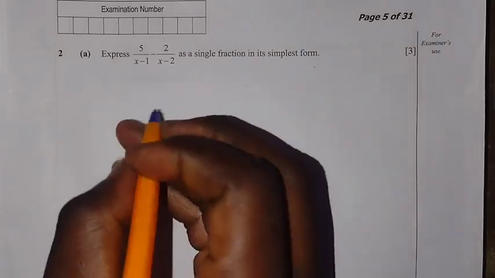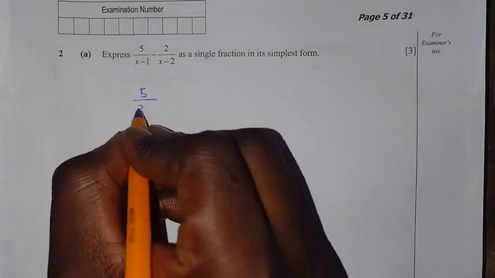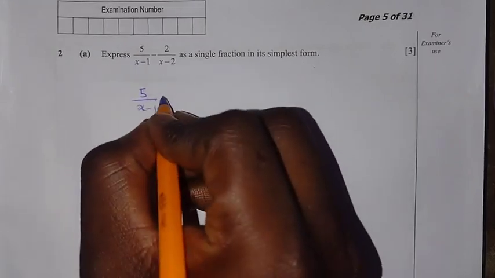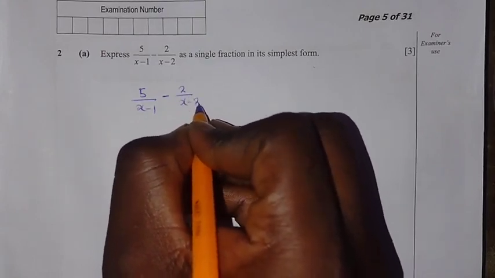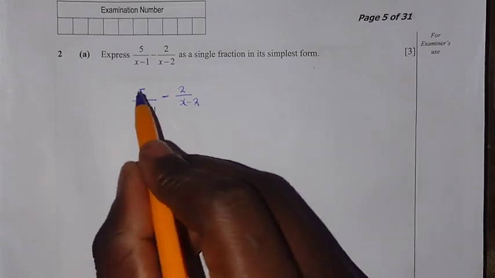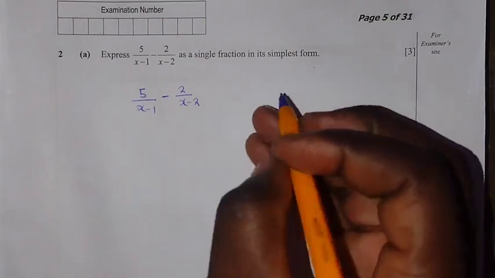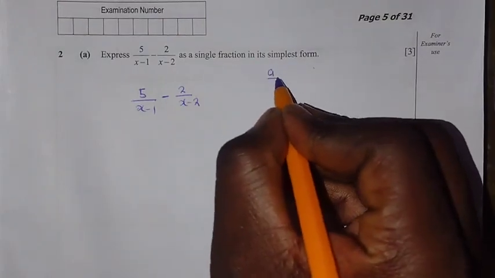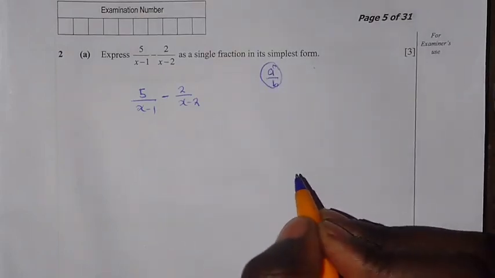So first thing, we are going to write our expression, which is 5 over x minus 1 minus 2 over x minus 2. So this is a fraction, this is a fraction. They want us to express it as a single fraction, meaning that it's going to be written as a over b. So this one is considered a single fraction.